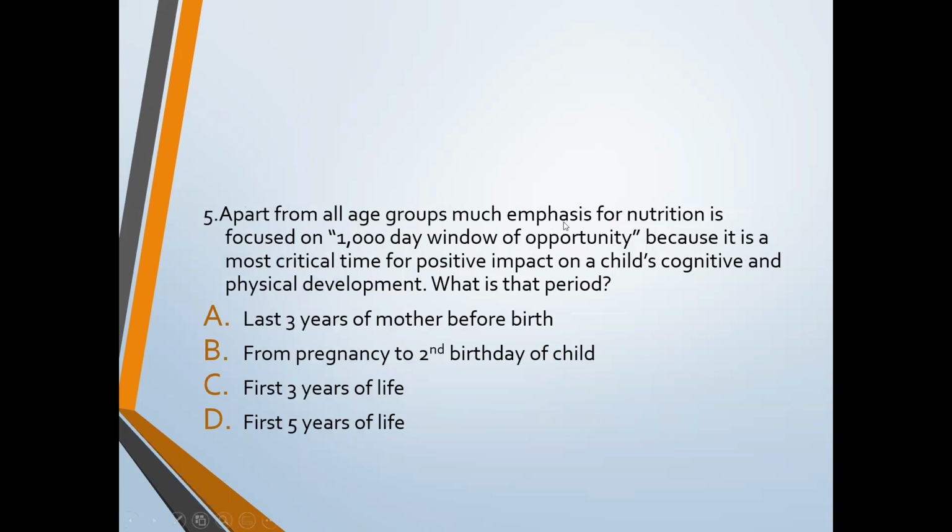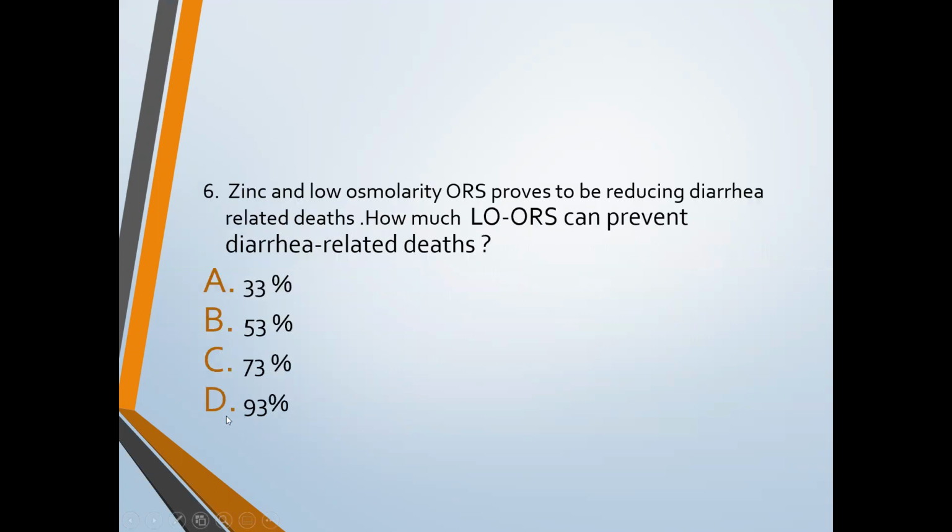Apart from all age groups, nutrition emphasis focuses on the 1,000-day window of opportunity because it is a critical time for positive impact on child cognitive and physical development. And what is that period where the child's cognitive and physical development is most affected by nutrition? Either it's the last 3 months, from pregnancy to second childbirth, first 3 years of life, or first 5 years of life. C. It's first 5 years of life.